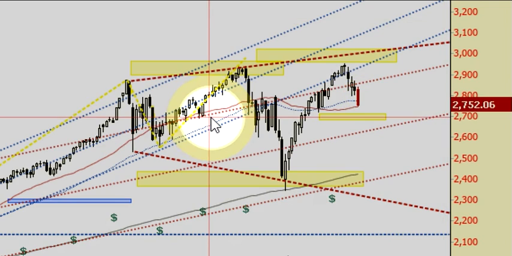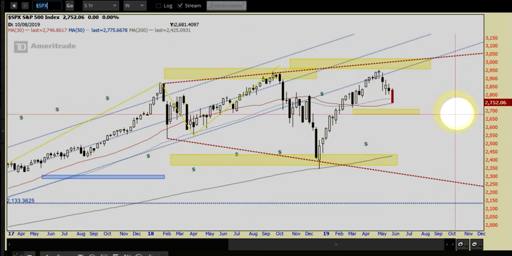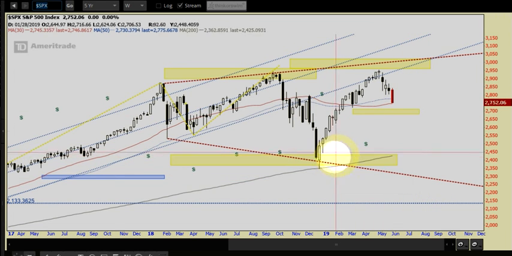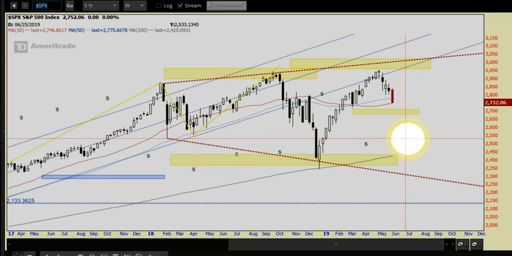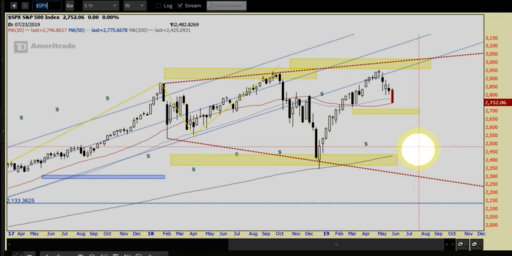So, depending on what your tolerance for risk is and how much drawback you want to see, this move from here down to here is about 10%, 12%, something like that. If you can tolerate that kind of drawdown in your 401k, then you might want to stick with it. If not, you could step to the sidelines, see how much further we go down, and then get back in.